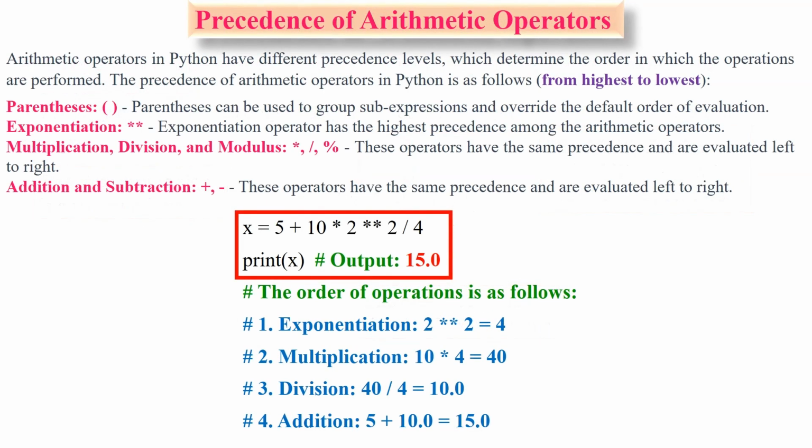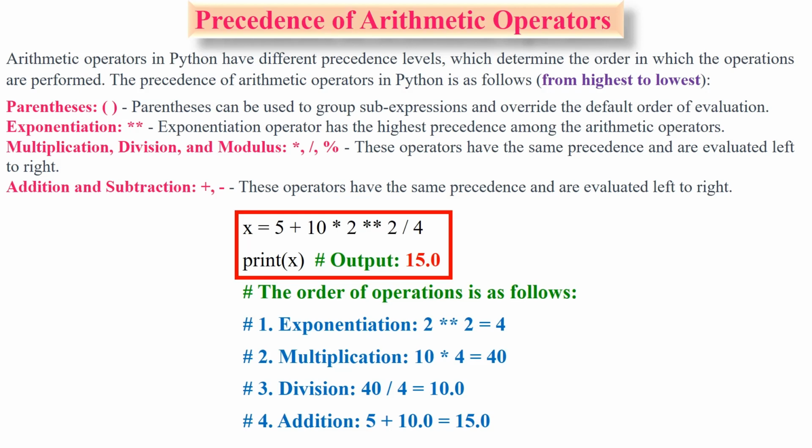Arithmetic operators in Python have different precedence levels, which determine the order in which the operations are performed. The precedence of arithmetic operators in Python is as follows, from highest to lowest. First precedence, parentheses can be used to group sub-expressions and override the default order of evaluation. Exponentiation operator has the highest precedence among the arithmetic operators. Multiplication, division, and modulus, these operators have the same precedence and are evaluated left to right. Addition and subtraction, these operators have the same precedence and are evaluated left to right.